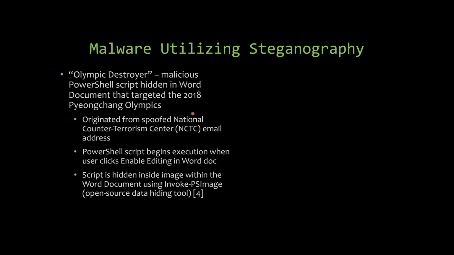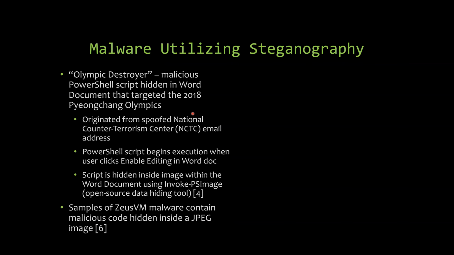So it originated from a spoof National Counterterrorism Center email address. The PowerShell script begins execution when a user clicks enable editing in a Word document. So of course, as many users do, they open the attachment in the email. Word prompts them to enable editing to be able to display all the content. The user is happy to do so, and then the script is hidden inside the image that's in the Word document. And then using Invoke-PSImage, which is an open source data hiding tool, that script is then executed by the local system, and Olympic Destroyer begins destroying, as its name suggests.